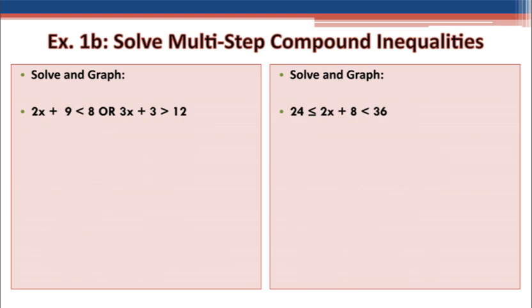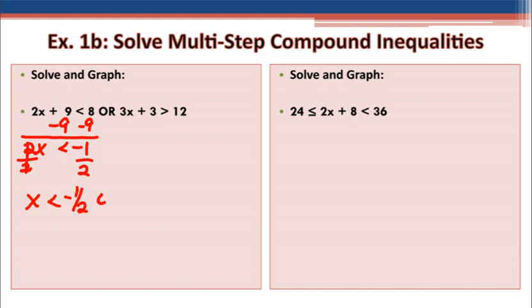Next example. Here we have a keyword or, so it's a disjunction. So we do each one separately. I need to get the 2x by itself by subtracting 9 on both sides, and I get 2x is less than -1. To get x by itself, I divide by 2, and I'm left with x is less than -1/2. And bring my keyword down, or.